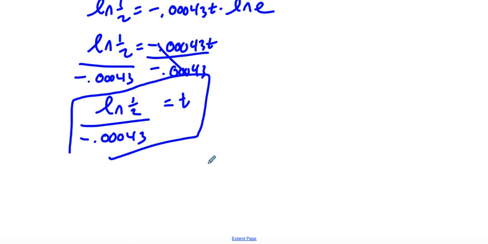But when we talk about time in years, normally we don't use ln, so we can convert that into time. Put that into your calculator, and you'll get 1,612 years. All right, and there we go.